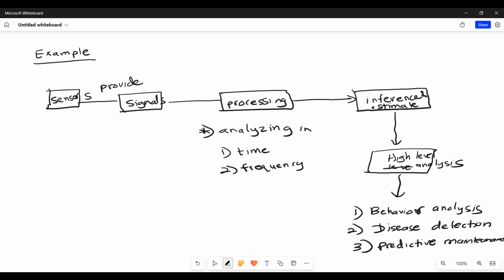So basically, after we find a way to estimate our signals into certain useful information, then we apply that information to a certain application. Using the information that we derived in the previous stage, we can detect a certain disease, detect a certain behavior, or predict a certain process in a certain environment. So if you have any questions, you can let me know.